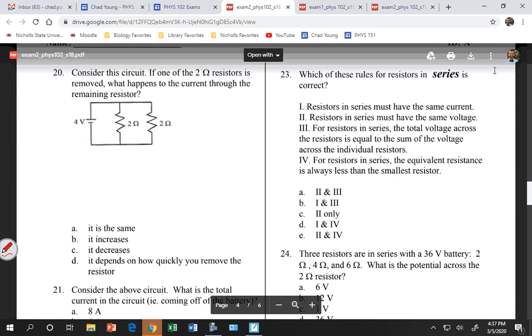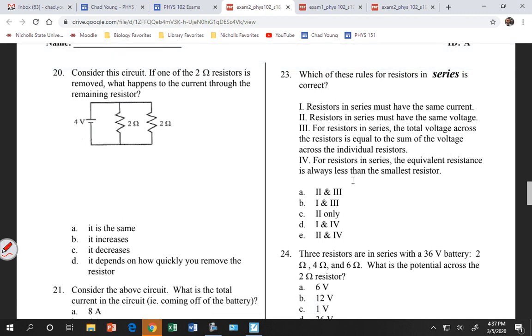Probably give you a question like this where I ask you for the rules. Just make sure you know the rules pretty well. They'll look similar. So here, for example, resistors in series must have the same current. Just ask yourself for each one, is that true? Resistors in series have the same current? Yes, it is. That's one of our rules. Resistors in series must have the same voltage. Is that true? Nope, not true. For resistors in series, the total voltage across the resistors is equal to the sum of the voltage across the individual resistors. True or no? Yes, true. That's the V equals V1 plus V2.